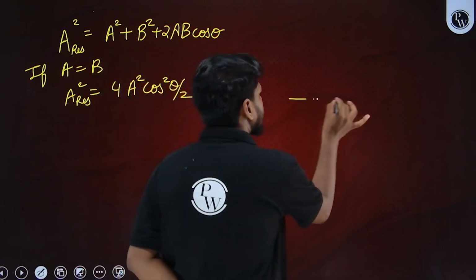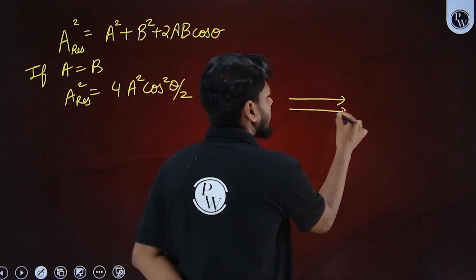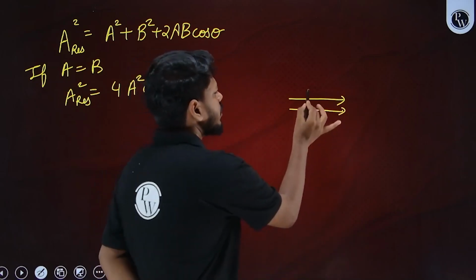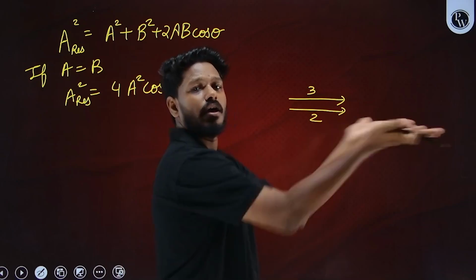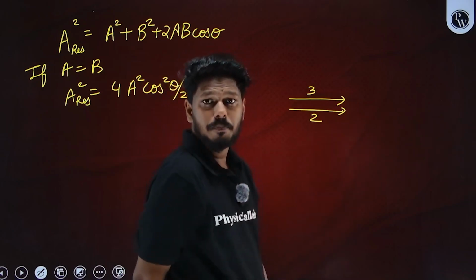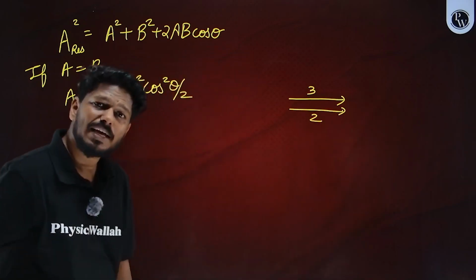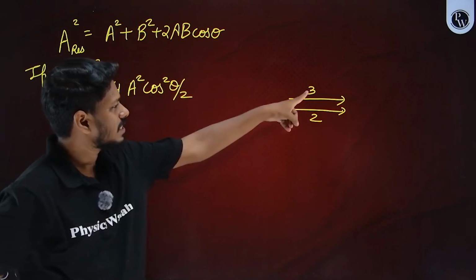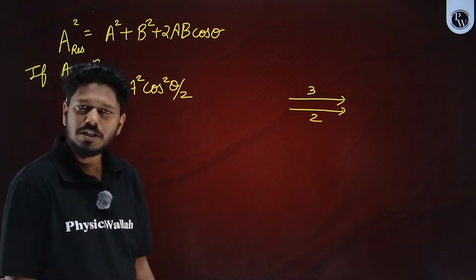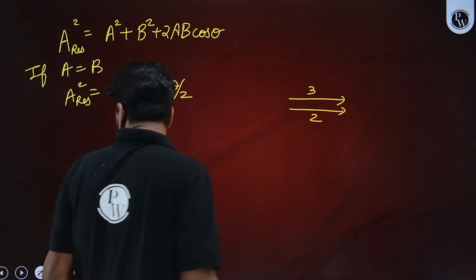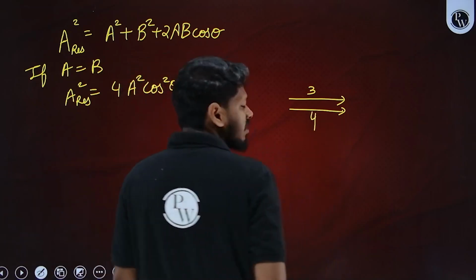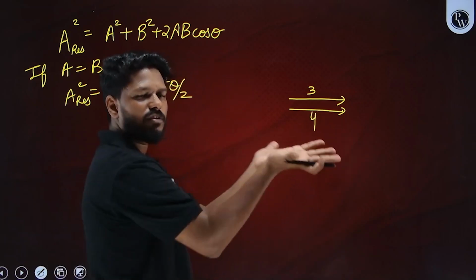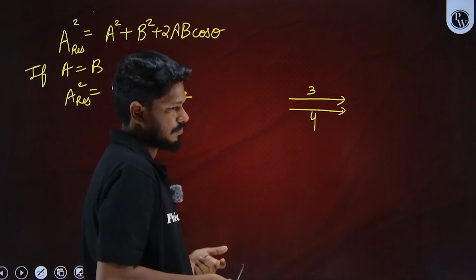Now what will happen? If this is one vector and this is another vector, this is 3, this is 2, and they both are in the same direction, they are asking me to add them. If both the vectors are in the same direction, what will happen, sir? If this is A, this is B, what will I get? A plus B is equal to, what is A plus B? Let me take a number as 4. This is 3, this is 4. What will be the resultant? What will be the answer? Sir, 7.